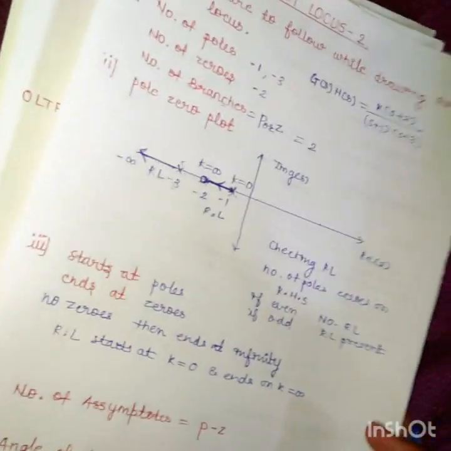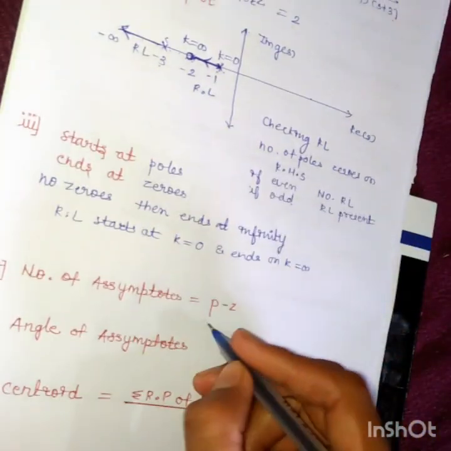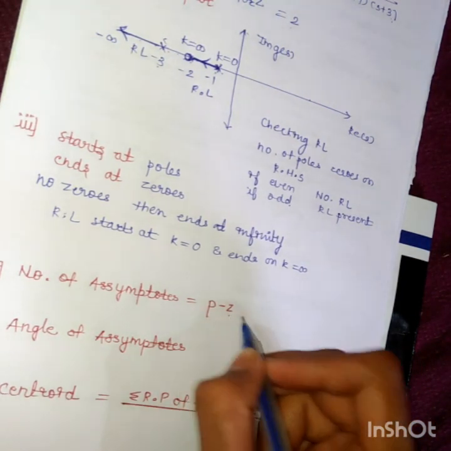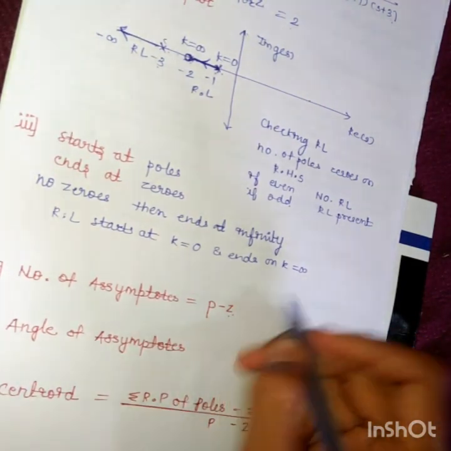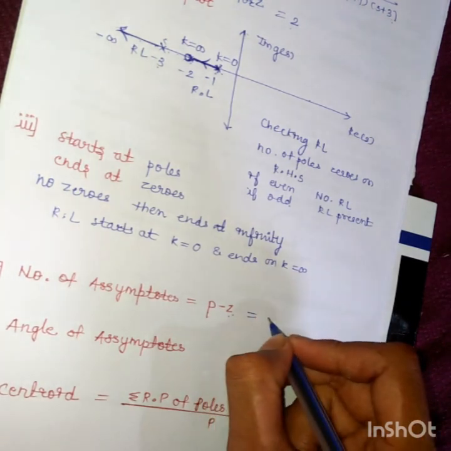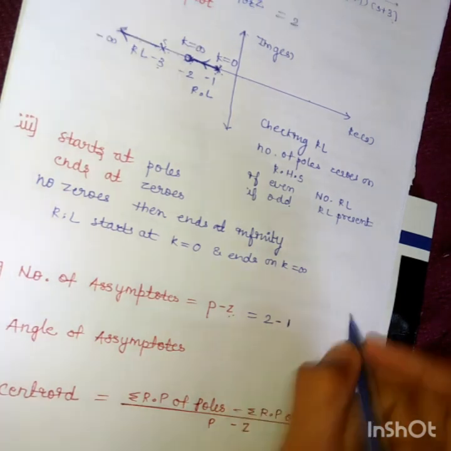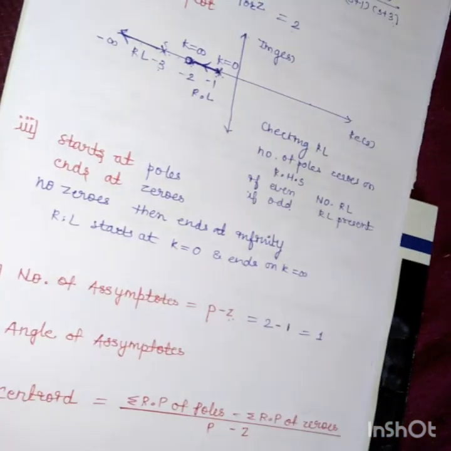Now the next step will be to find the asymptote. The number of asymptotes formula is p minus z, where p is poles and z is zeros. In this problem, how many poles are there? There are 2 poles. And how many zeros? There is only 1 zero. Therefore the number of asymptotes will be equal to 1.